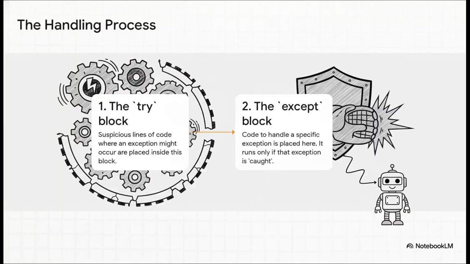And at the core of this safety net is a really simple two-step process. First, you take any code that you think might be a bit risky and you wrap it in a try block. Then, right after it, you create an except block. This is your backup plan. It tells the program what to do in case that specific error you're worried about actually happens. The except block is the cushion that catches the fall.